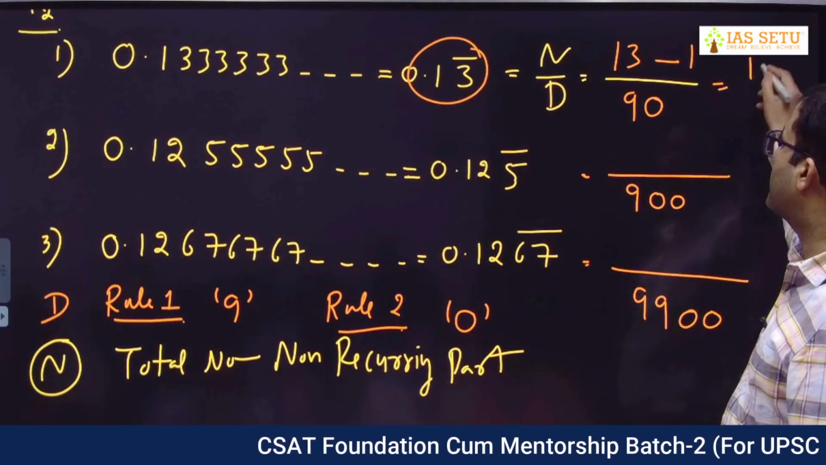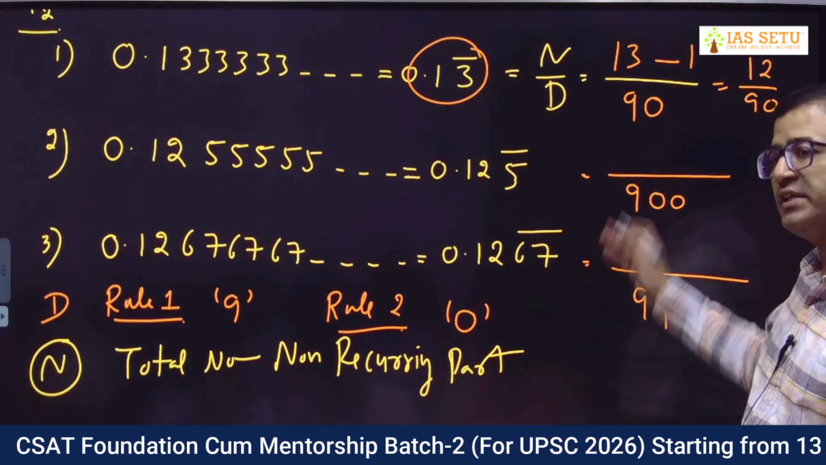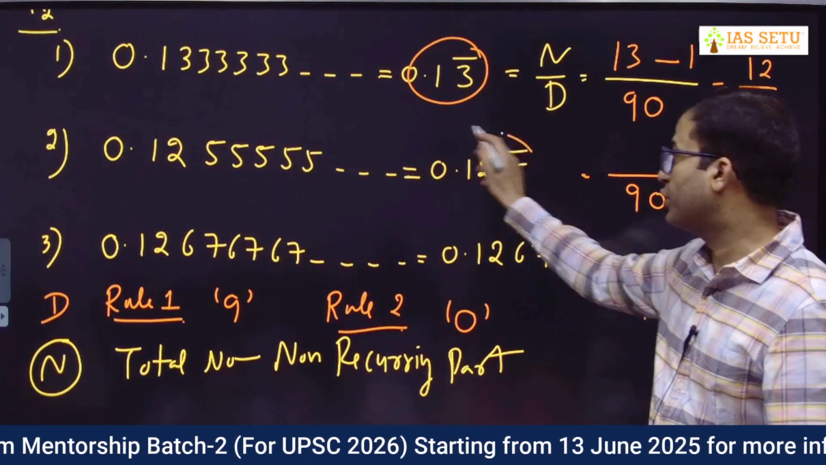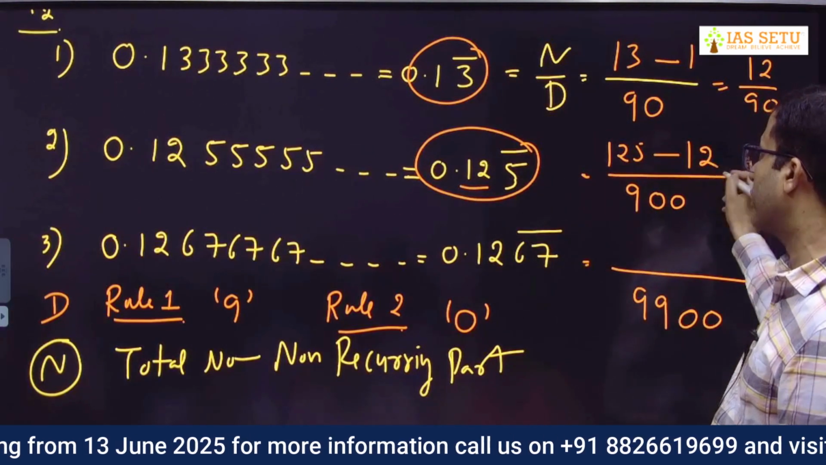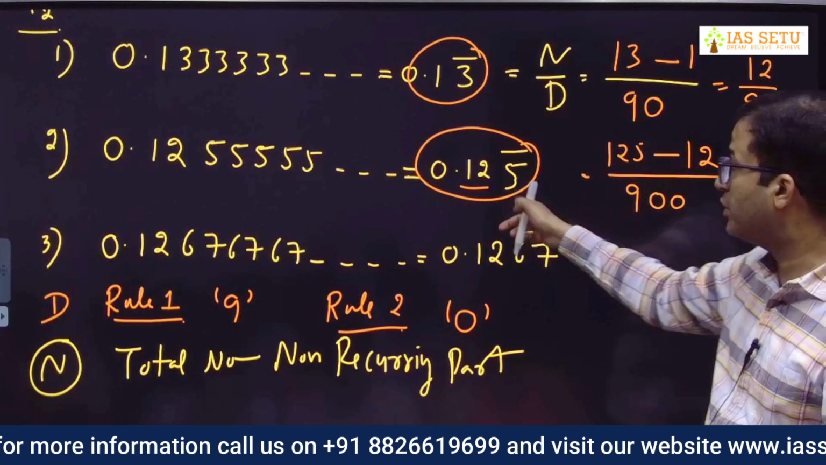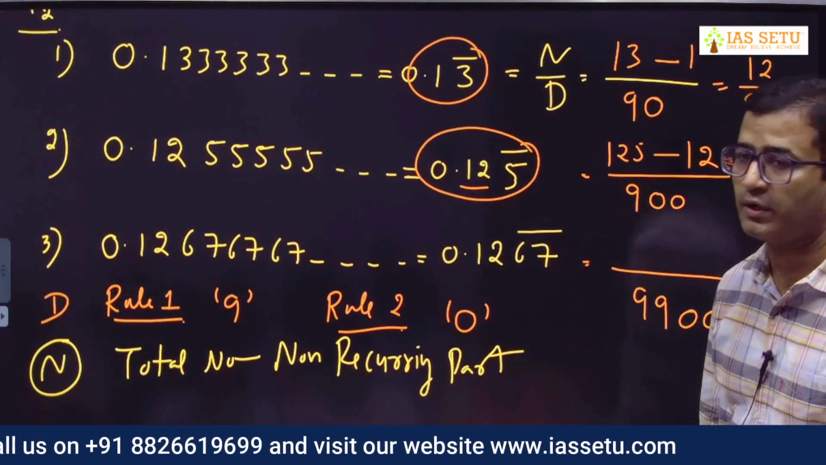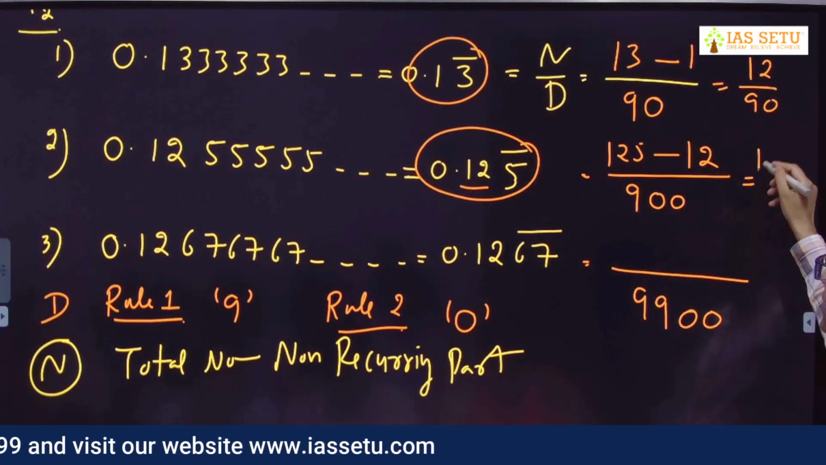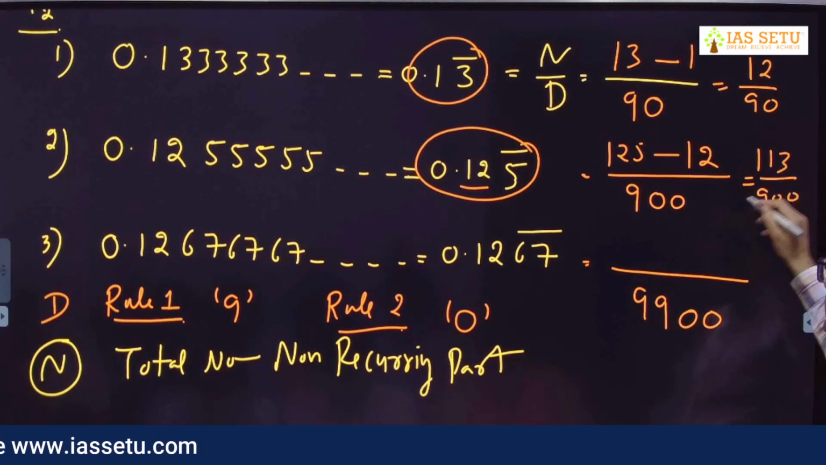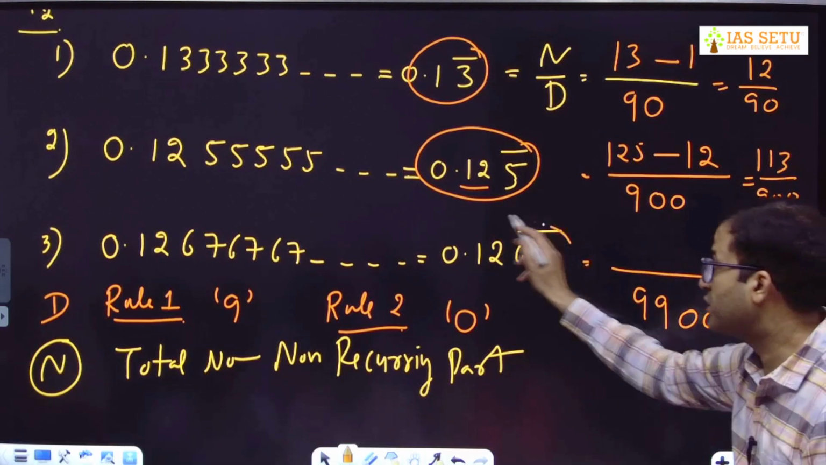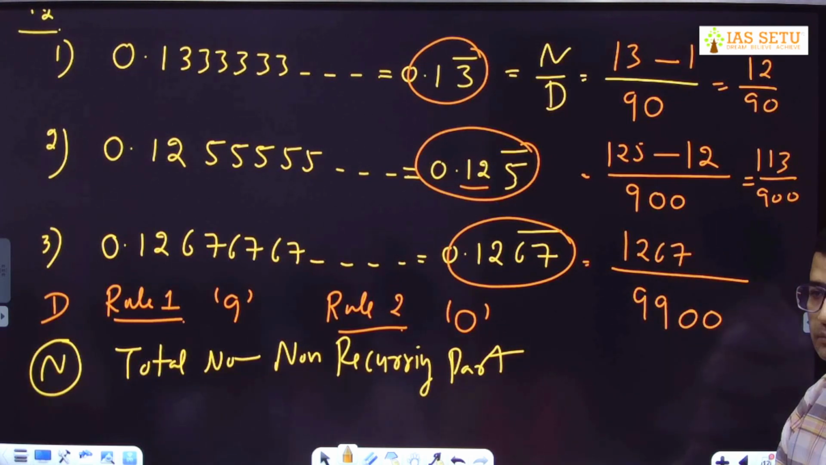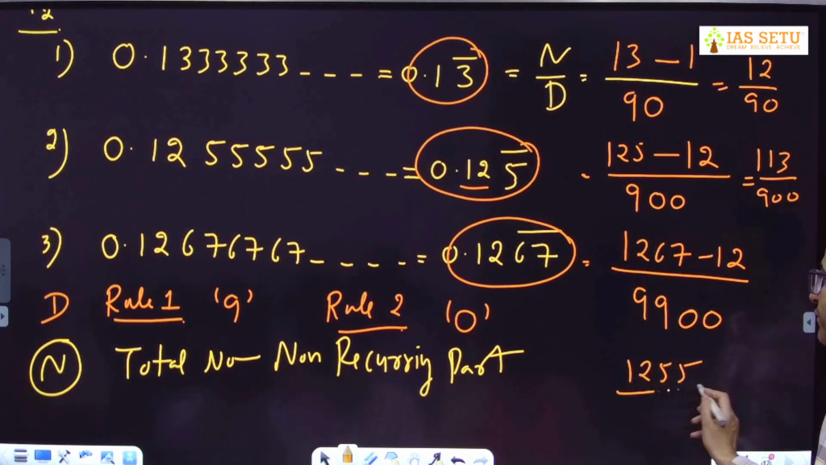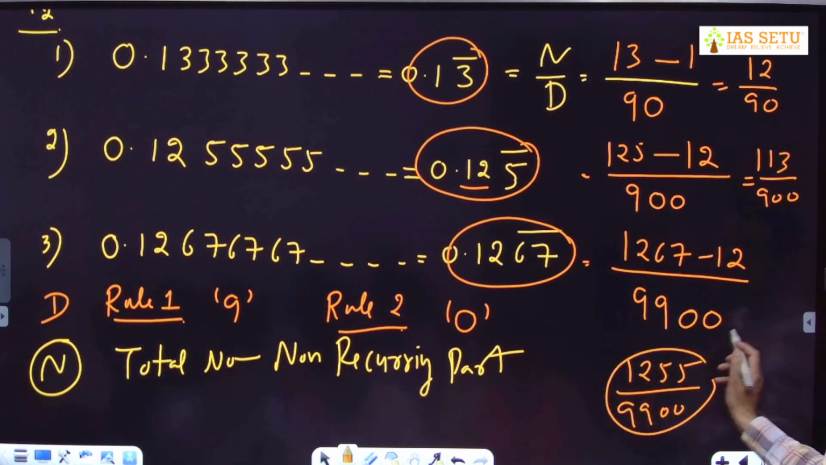So here this is your answer, 12 upon 90, simplify. I repeat, total number. What is total number? 1, 2, 5 minus 12 which is non-recurring. Don't do minus 5, 125 minus 12, जो repeat नहीं हो रहा है. So it will be 113 upon 900. Here what is total number? 1267 minus 12. So it is 1255 upon 9900. Simplify.